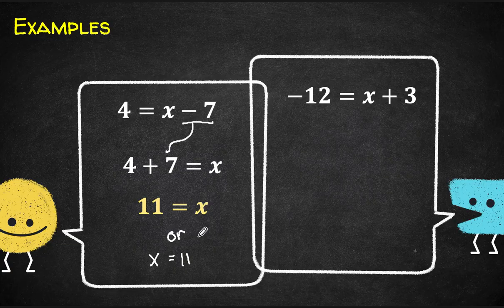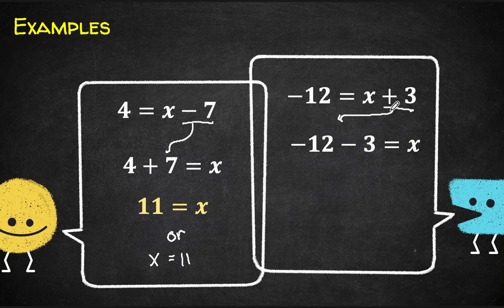Another example, negative 12 equals x plus 3. So x here is already positive. So what I am going to do is to simply transpose positive 3 on the other side. So just copy negative 12. You did not transpose negative 12, so that will still be negative 12.